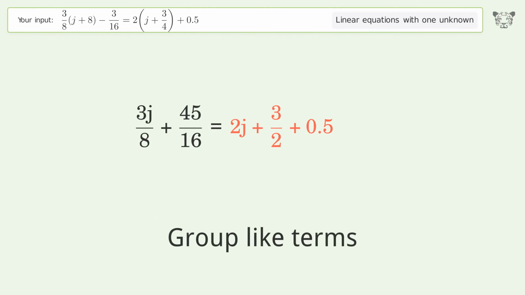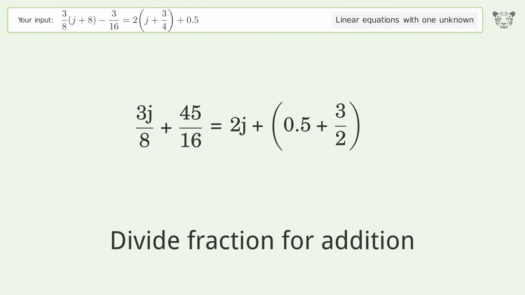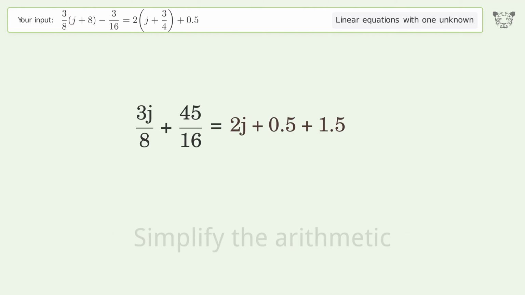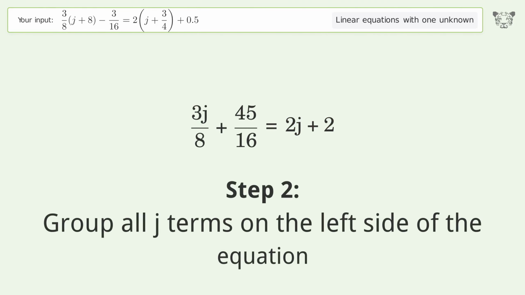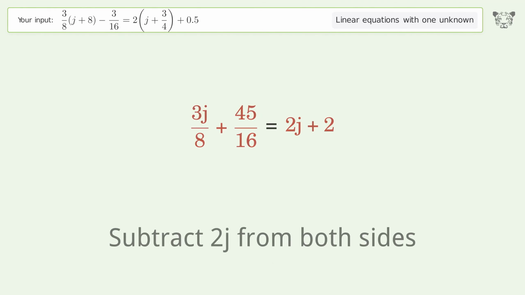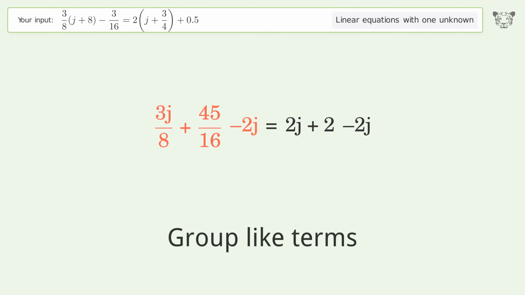Group like terms. Divide fraction for addition. Simplify the arithmetic. Group all j terms on the left side of the equation. Subtract 2j from both sides. Group like terms.